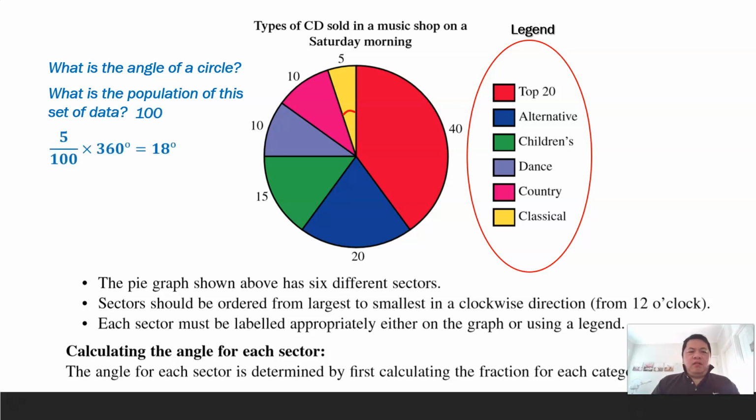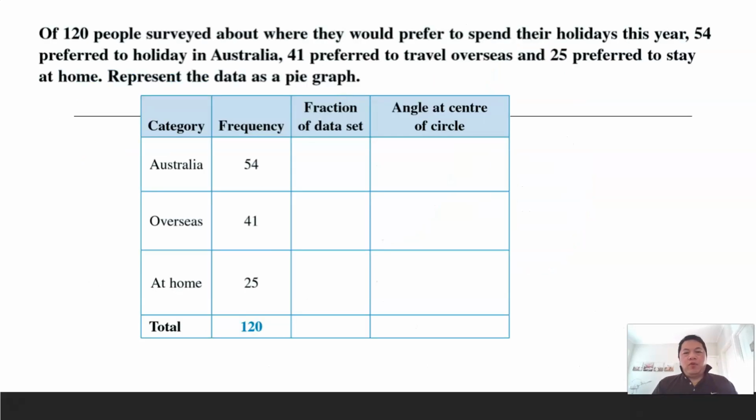And of course, to find the angle, let's say for classical, you know that 5 out of 100 CDs sold represent classical music. So you get 5 out of 100 times 360 degrees, which gives 18 degrees. That's how you get the angle here, 18 degrees. Okay, so let's move on. We're going to find ways to draw this. It's impossible for me to draw it online, but I'll just demonstrate using virtual means.